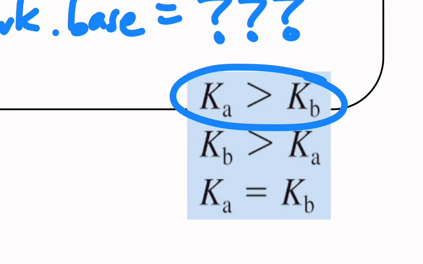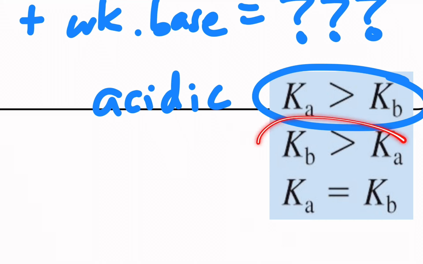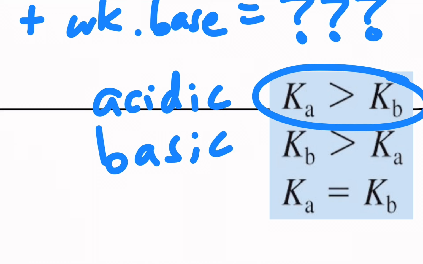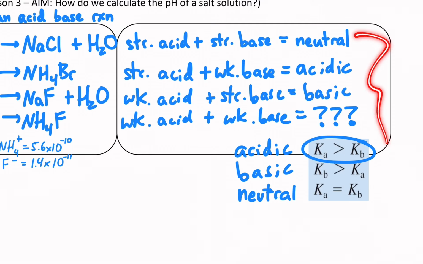And when the Ka of the cation is bigger than the Kb of the anion, that's when you have an acidic salt. If the Kb was more significant, that would be a basic salt. And in the rare cases when they're pretty much exactly equal to each other, that's when you have a neutral salt. And that's actually true for all the situations we just went through.